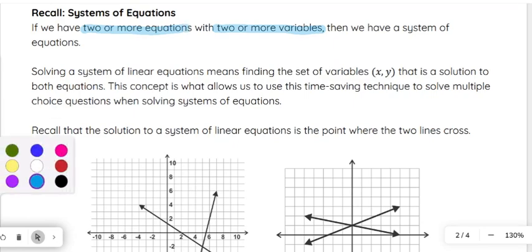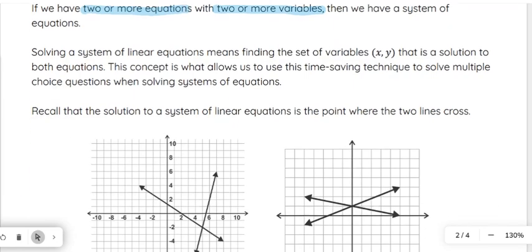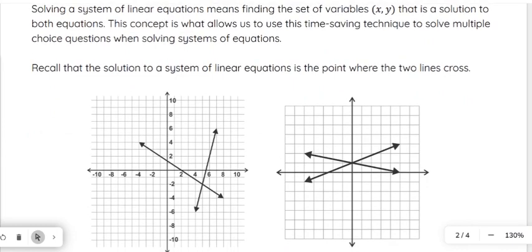And remember, when we look at solving a system of equations, that means that we are finding the set of variables, x comma y, that create the ordered pair that represents the point where those two lines cross. So that is a system of linear equations with 2 variables.